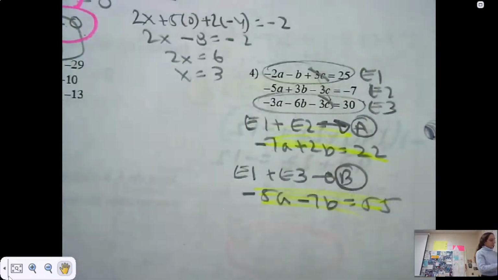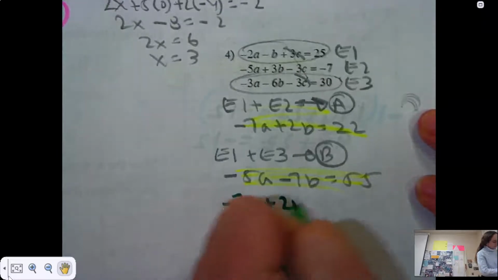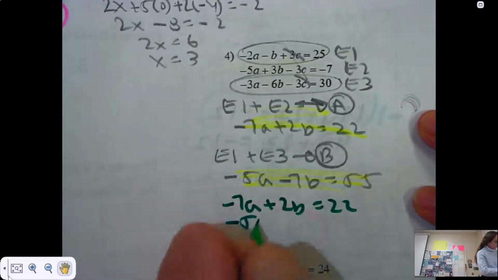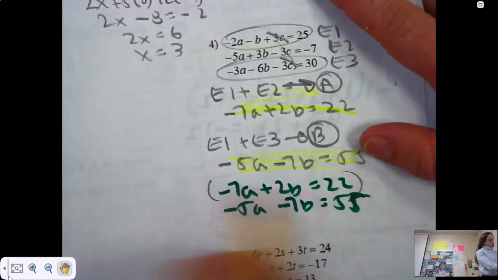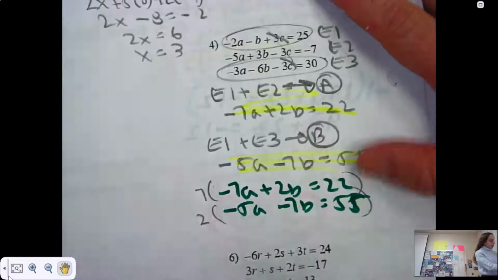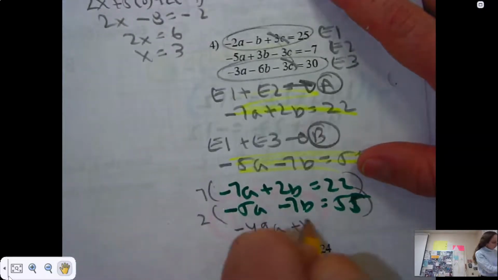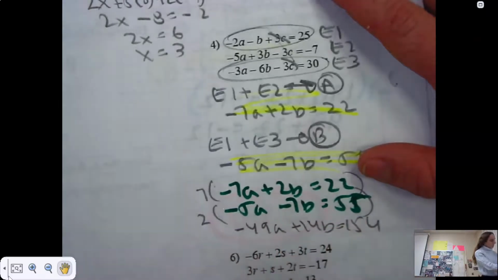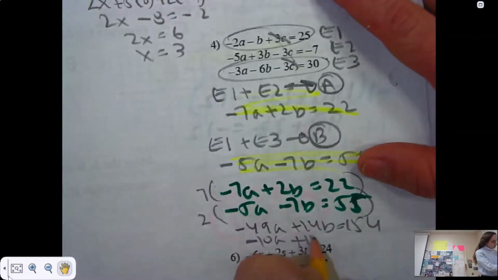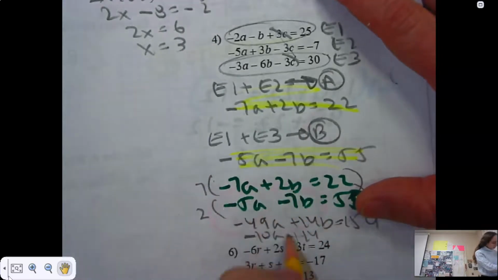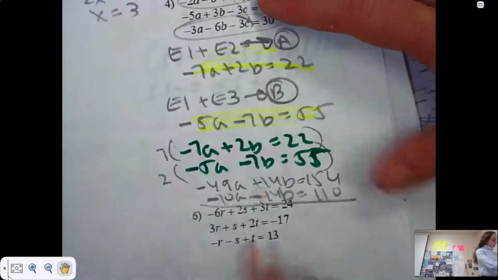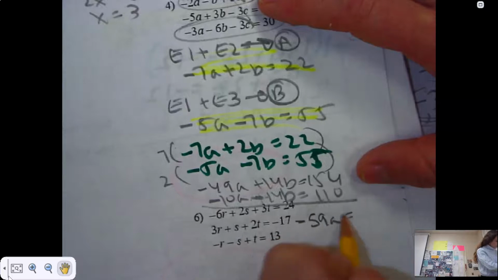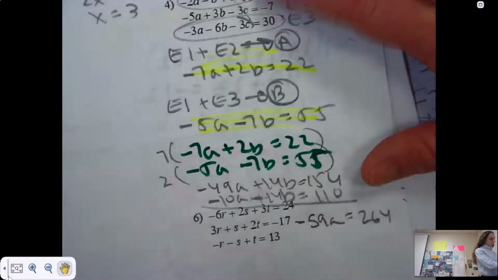So I'll rewrite it right here, negative 7a, 22. Okay, that's pretty, I know. So I'm going to multiply this one, I'm going to get rid of b, I'm going to multiply this by 7 and this by 2. Negative 49a plus 14b equals 154. Negative 10a minus 14b equals 110. I'm going to add them together. I'm running out of space. Negative 59a equals 264. I'm scared.